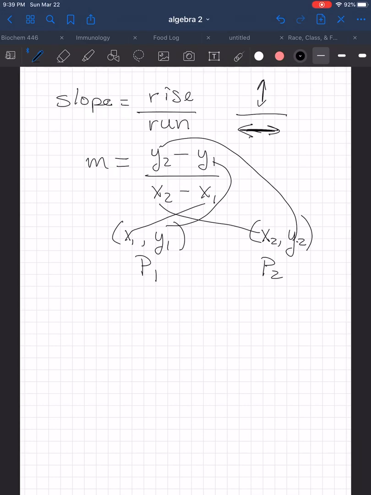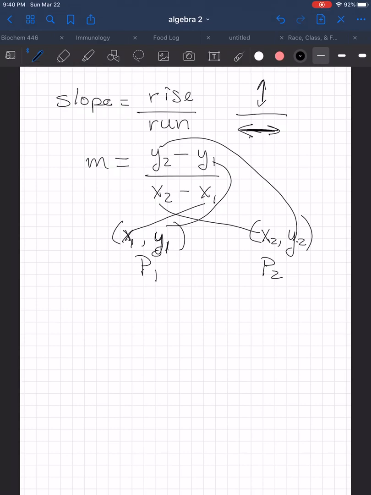It doesn't matter if you start with this as point 2 and this is point 1, but what is very important is that if this is x1, this has to be y1. This can't be x1 and y2. If this is x1, this must be y1. If this is x2, this has to be y2.